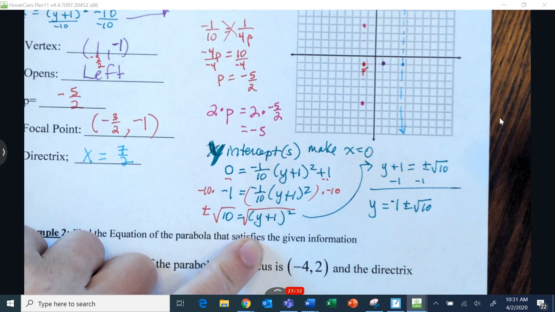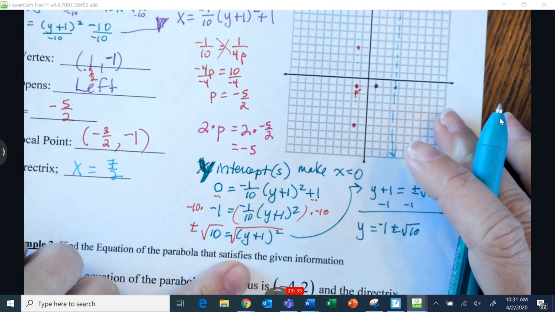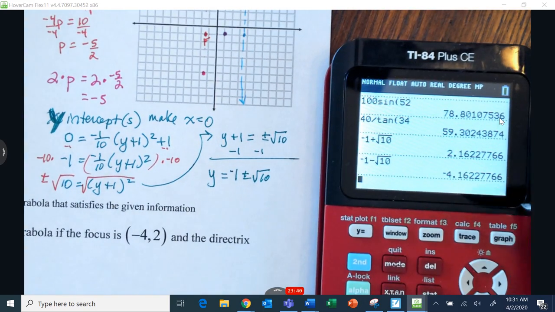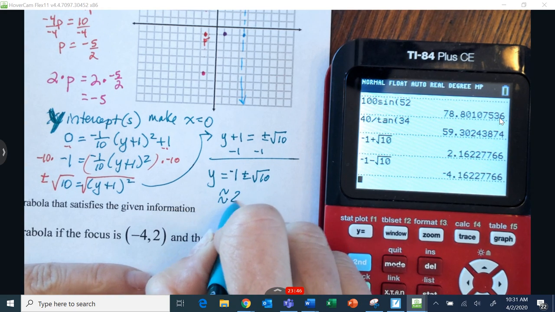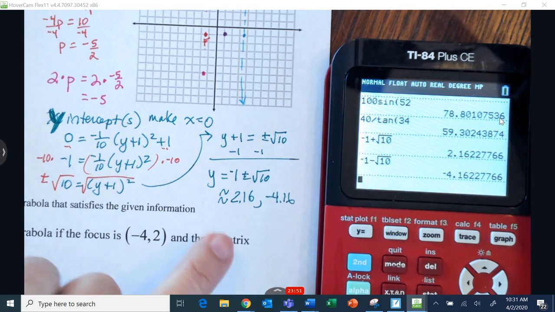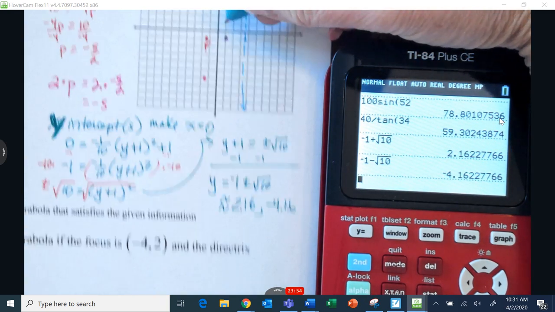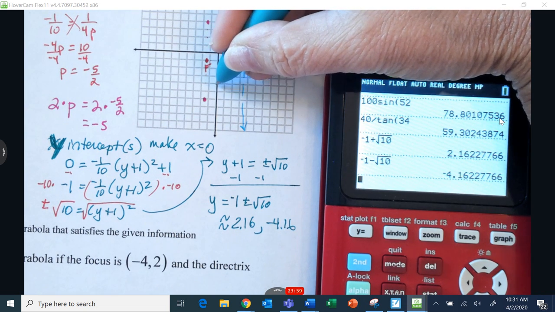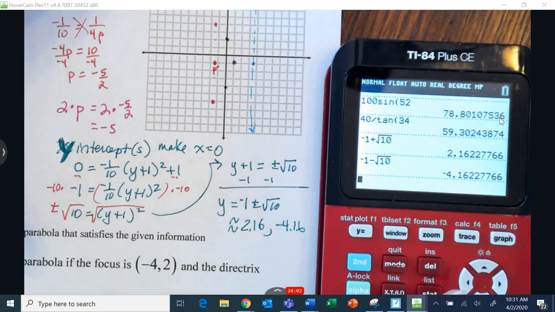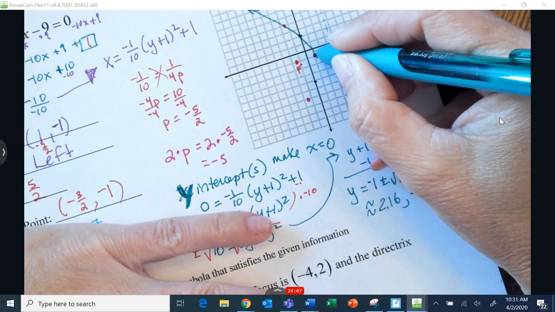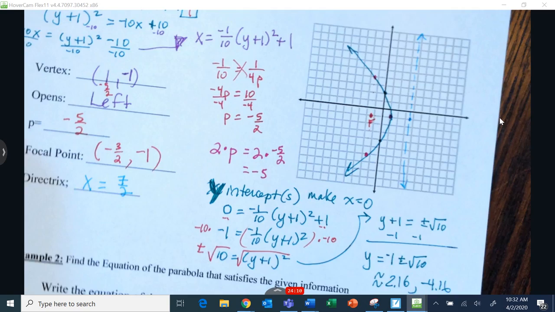Now, to graph it, I would need to type that into my calculator, which I already did. One of the answers is approximately 2.16, and the other one is negative 4.16. And those, again, are y-intercepts. I'm going to go to the y-axis and graph 2.16 and negative 4.16. We connect those, and I have a nice, accurate-looking parabola.